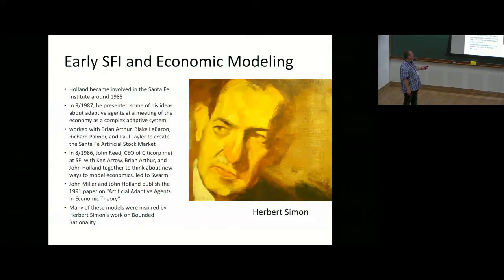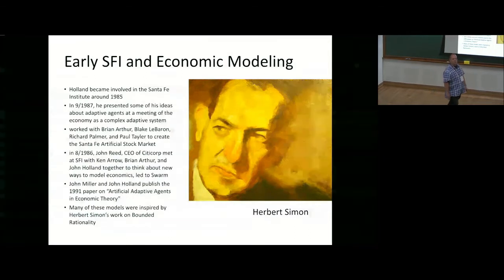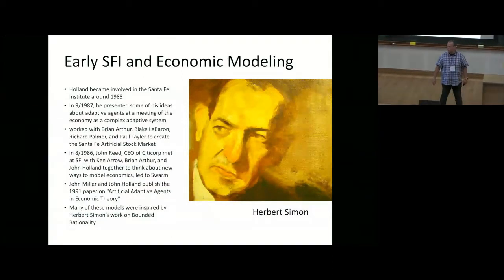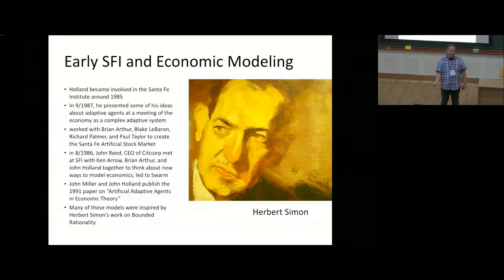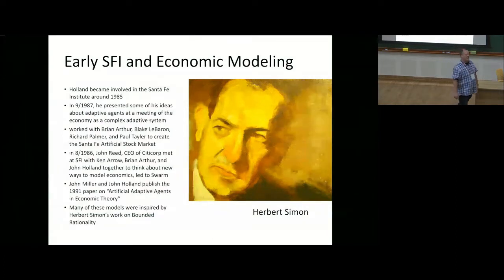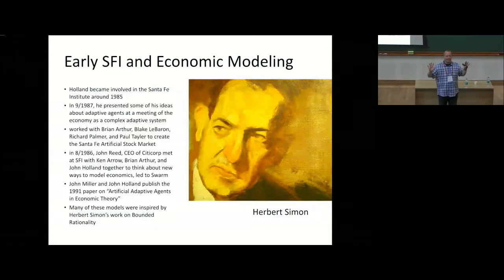Around the same time, in 1986, John Reed, the CEO of Citicorp, met at SFI with Ken Arrow, a famous economist, Brian Arthur, another complexity thinker, and John Holland, to think about new ways to model economics. They started to work on the idea of what would eventually become Swarm, which was the first agent-based modeling language. It didn't exist then. It didn't come around until the 90s or so. All these thoughts are bubbling, but the phrase agent-based modeling doesn't exist yet. No one has used that phrase at this point, and no one has really thought of this as a revolutionary new idea.